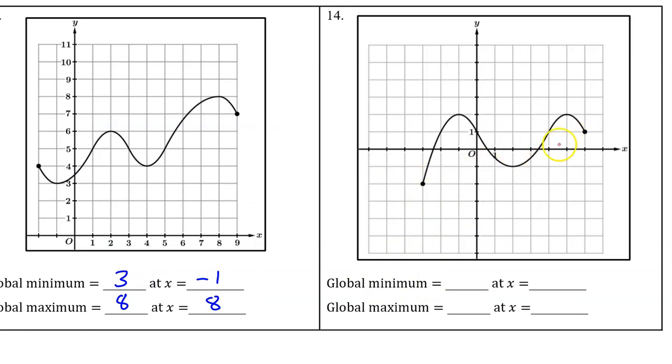The lowest point on the graph is right here. All right, it's just a dot, so this counts. It stops right here. So we have a global minimum of -2 at x equals -3. The highest point on this graph is right here. So we have a global maximum of 2 at x equals -1.